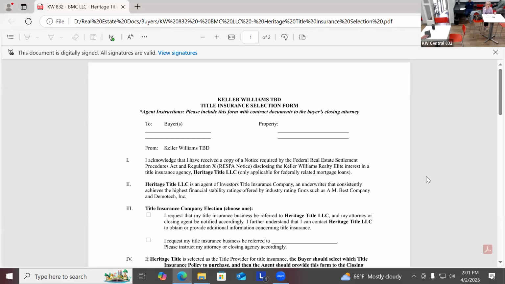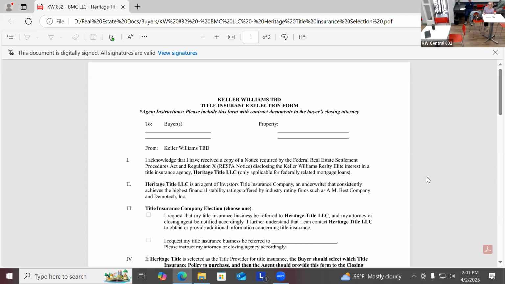Different from this form, this is not a required form. In your under contract file, there is a conditional Heritage Title election form. We only use this form if they elect to use Heritage Title. So there are two different forms: the disclosure, and then the selection or election form. So when Carla comes and talks to us about Heritage Title, this is the form that you send directly to them.